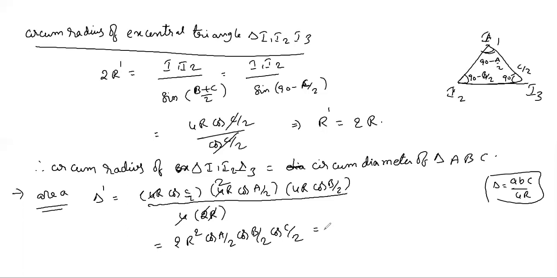Otherwise, if you consider it in terms of ABC, you will get abc by 2R, by writing r equals 4R sin A by 2, sin B by 2, sin C by 2. If you multiply R with sin A by 2, sin B by 2, sin C by 2 in both numerator and denominator, you get this one, in terms of abc by 2R. This is also the area of the excentral triangle. So the first one is the pedal triangle and the second one is the excentral triangle.